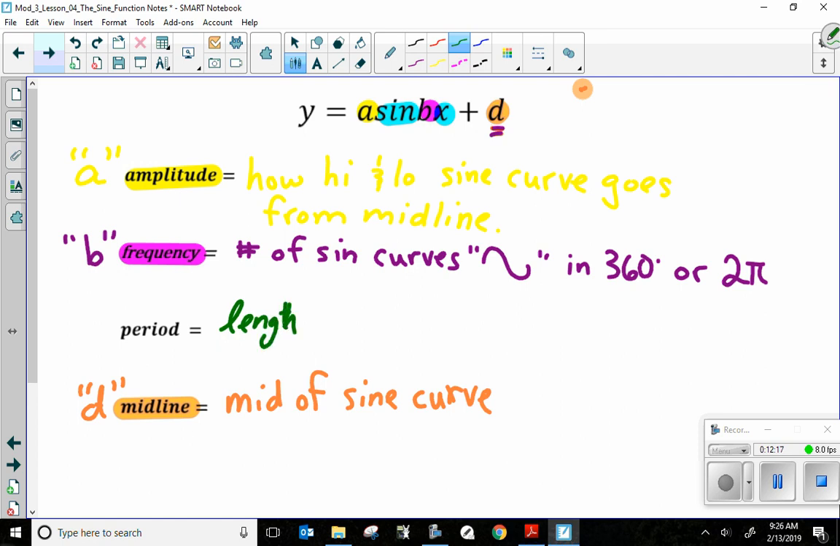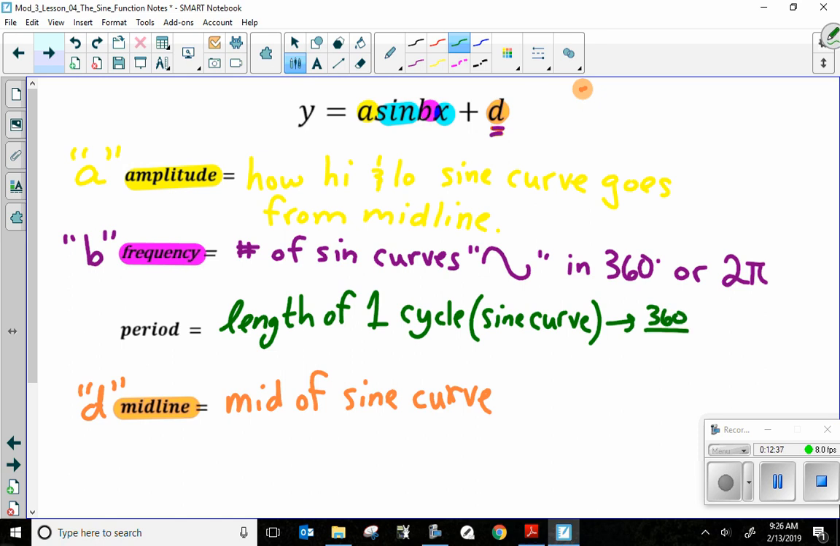Yeah, I should put the T before the H. Oh, that's just disgusting. It is the length of one cycle, which I mean one sine curve. All right, but how do I get that if it's not in the equation? I take 360 and divide it by my frequency, or if it's in radians, I take 2 pi and divide it by my frequency.